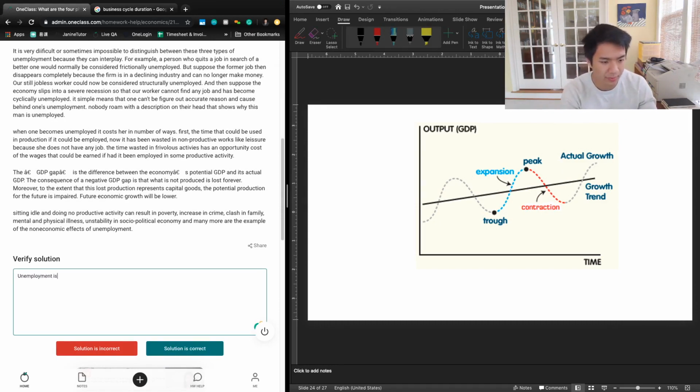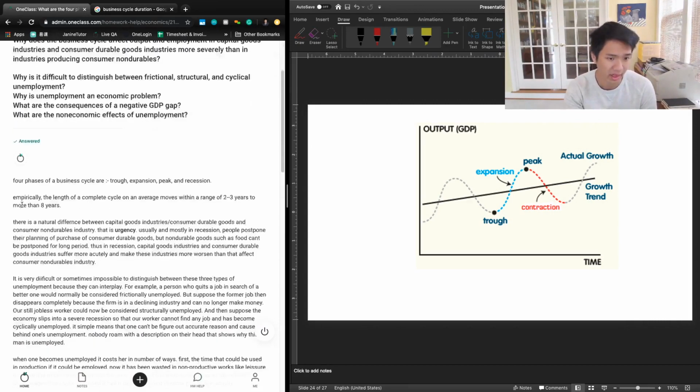Unemployment is also an economic problem because of lost productivity. It can have implications for the level of transfer payments from the government. And so there's a lot of different reasons in which we might see unemployment have economic effects.